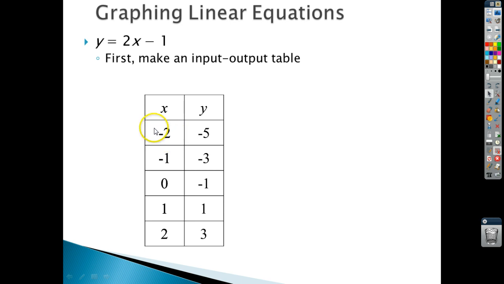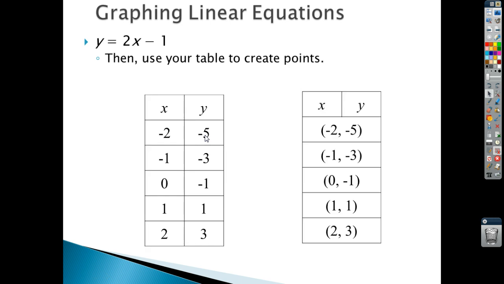So this is saying as I plug in negative 2 into this function, the result of that is going to be negative 5. Okay? And so what that looks like is I can create points, okay? My input-output table then turns into a set of points, right? Then these points are another way of saying when I plug in negative 2, the result of that is negative 5. When I plug in negative 1, the result of that is negative 3.